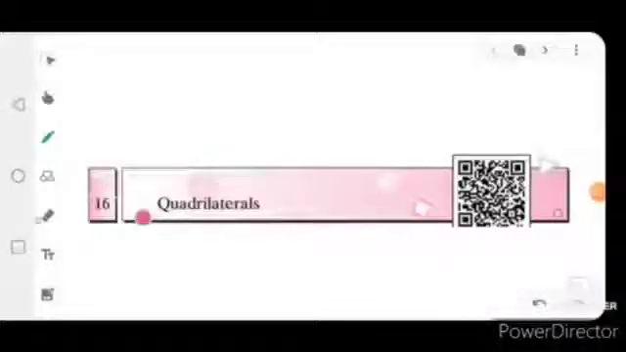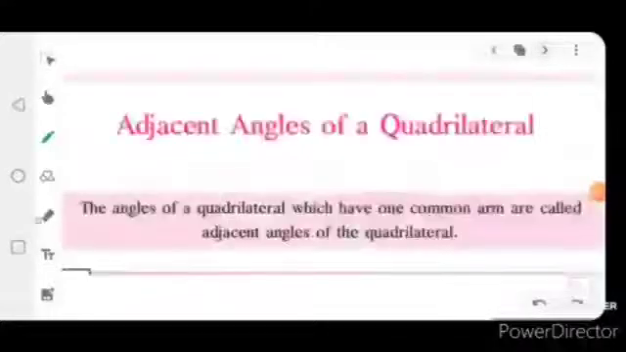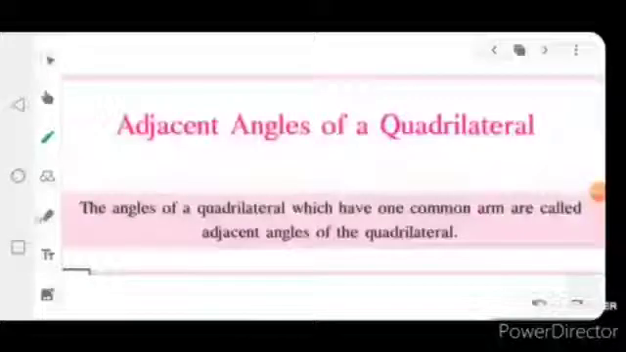Students, in the previous video we have learned about quadrilaterals and sides of quadrilaterals, that is adjacent sides and opposite sides. Today in this video we are going to learn about the angles of a quadrilateral.